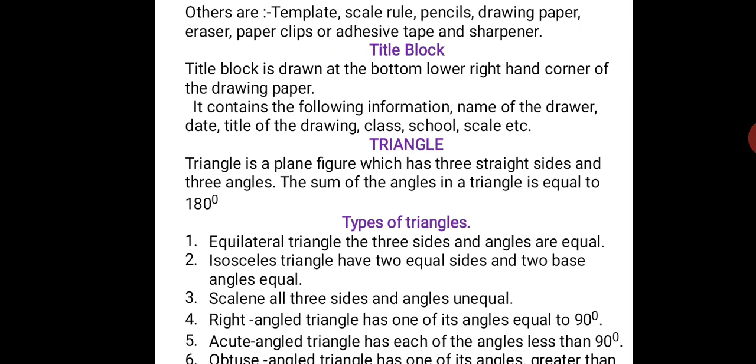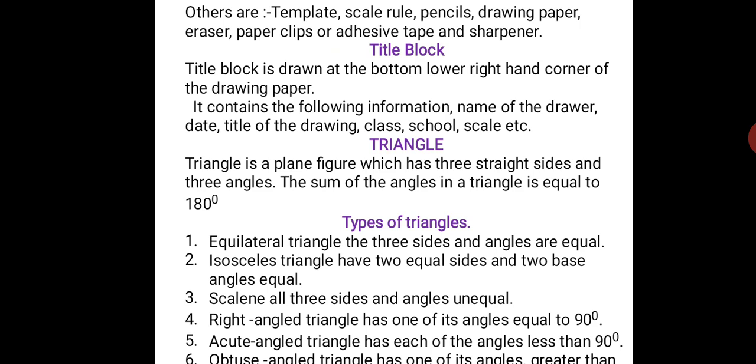Number 4 is right angled triangle. This one has one of its angles equal to 90 degrees, and that is why it is called right angled triangle. Number 5 is acute angled triangle. All the angles in the triangle are less than 90 degrees. It is called acute angled triangle.